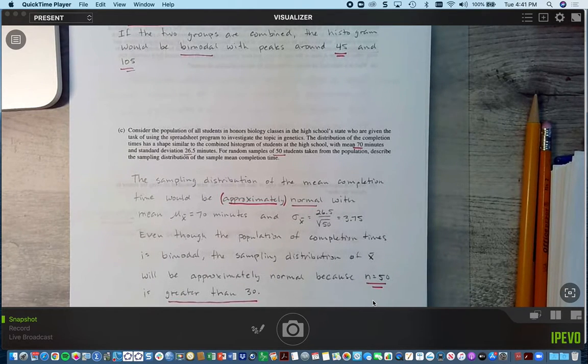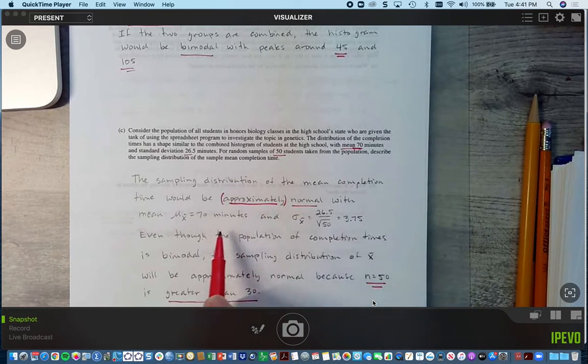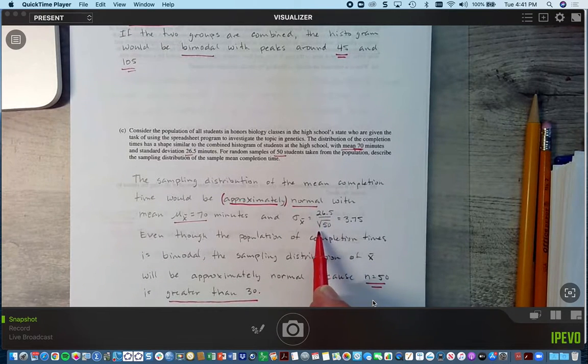Right? So there's a thing called the central limit theorem that says that the sampling distribution of the mean is centered at the population mean. So the mean is 70, so the mean of the sampling distribution is going to be 70. And the standard deviation is equal to the standard deviation divided by the square root of the sample size. Okay, so we needed to see this.